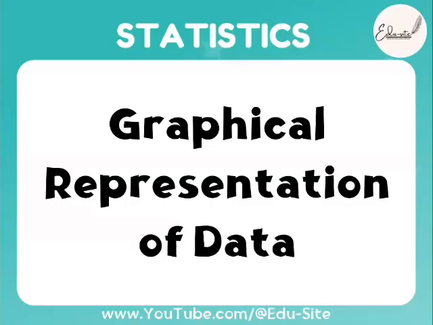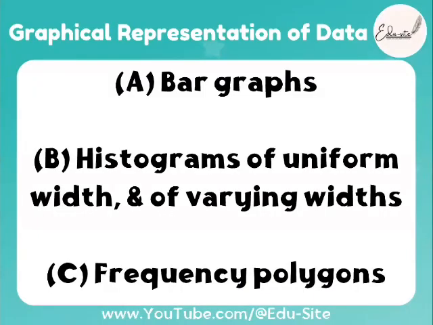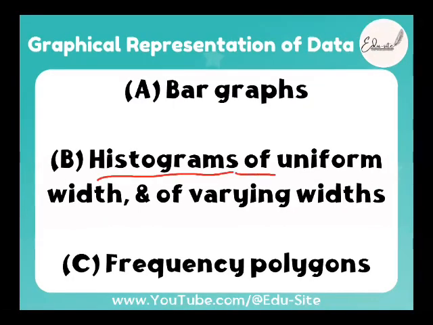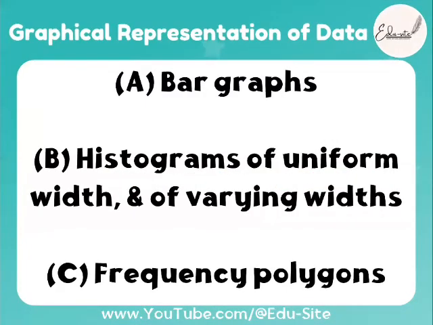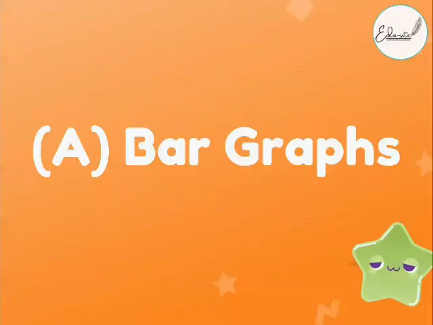Statistics is nothing but collecting and analyzing the data, right? Graphical representation of data is done in three forms: one is by bar graphs, one is by histograms, and third is by frequency polygons. Now in histograms, yesterday we had studied the uniform widths, histograms with uniform widths. Today, inshallah, we'll study non-uniform and varying widths, histograms with varying widths. It's an interesting topic. You just have to be concentrating a little bit in this class, inshallah ta'ala, okay?